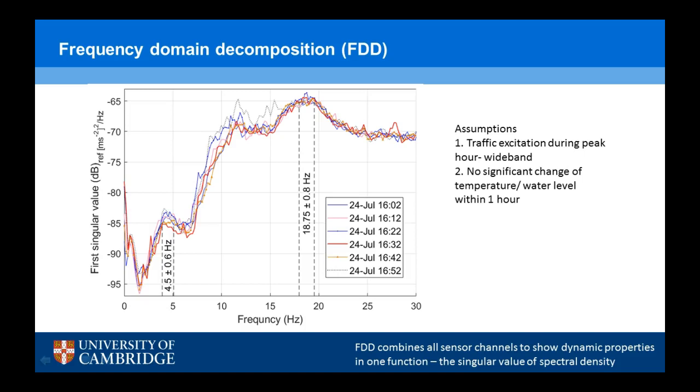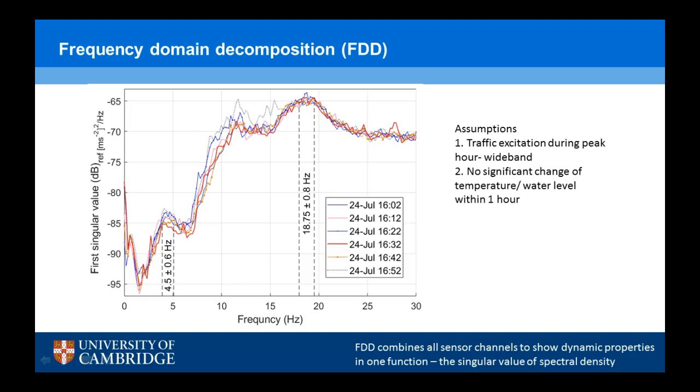Compared to other traditional spectral density functions, the advantage of using frequency domain decomposition is that all sensor channels can be used to give just one spectral density function. So all the 8 sensor channels which worked give only one spectral density function, called the first singular value. A peak in the first singular value indicates a mode shape. There's a peak here as well, but it's not very consistent.